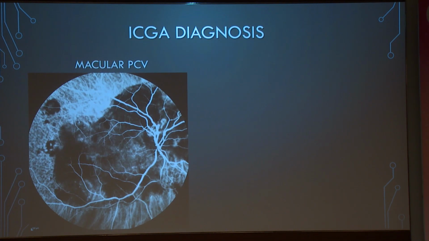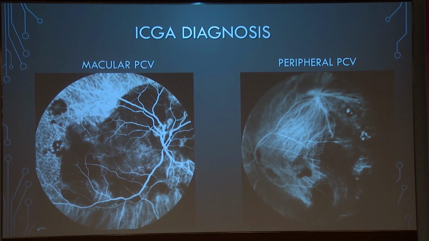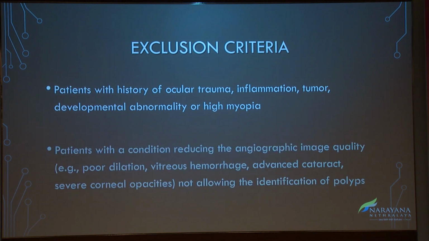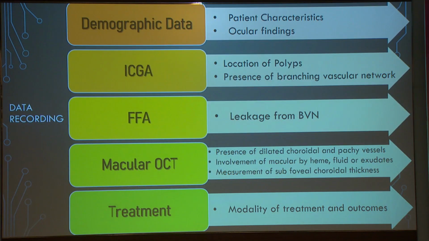To diagnose a case as macular or peripheral PCV, hyperfluorescent spots were to be seen on the ICGA, which leaked if they had abnormal vasculature on FFA. We excluded patients with a history of ocular trauma, inflammation, tumor, or very high myopia, or patients with a condition which reduced the angiographic image quality, for example, poor dilatation, vitreous hemorrhage, or advanced cataract, and hence could not allow the identification of polyps.